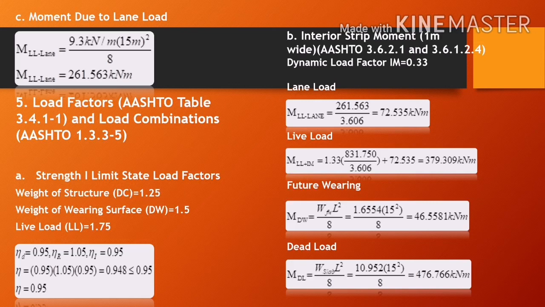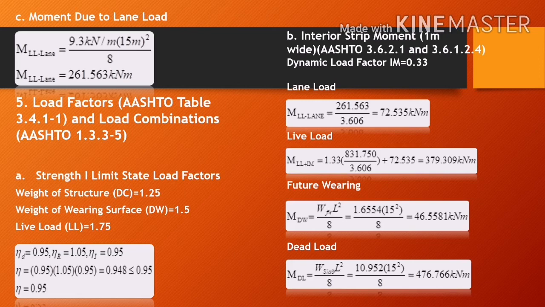The fifth step is to solve for the load factors and load combinations. For strength limit state load factors, we use 1.25 for weight of structure, 1.5 for weight of bearing surface, and 1.75 for live load. Then we solve for N, which is equal to 0.95.